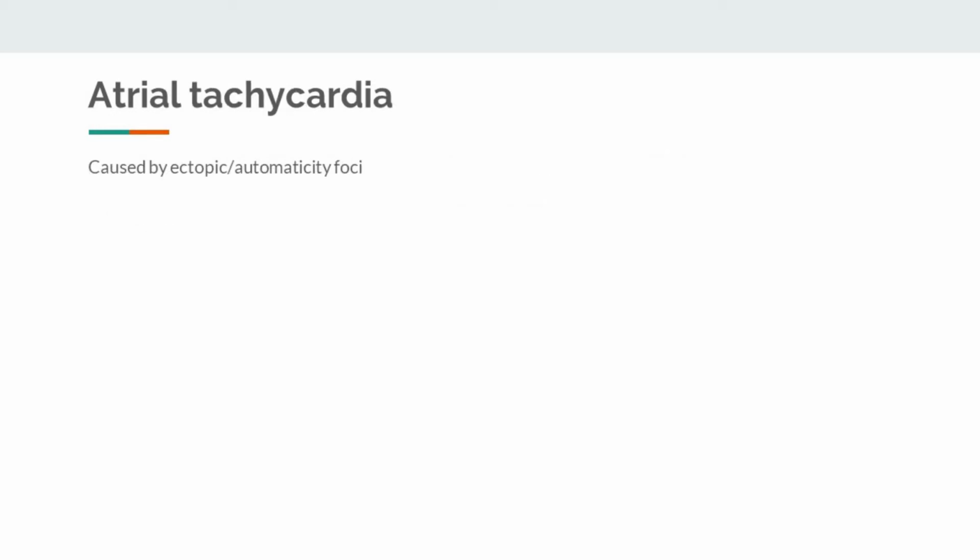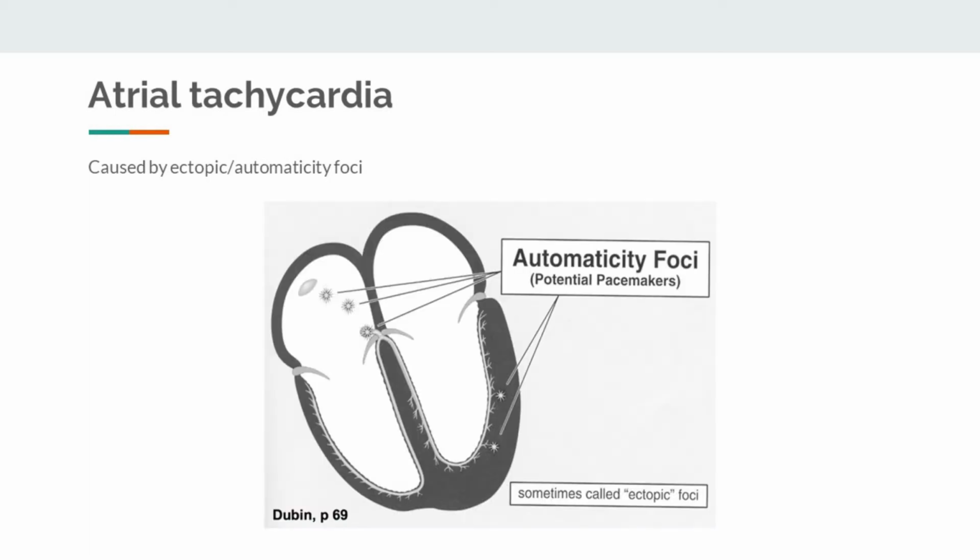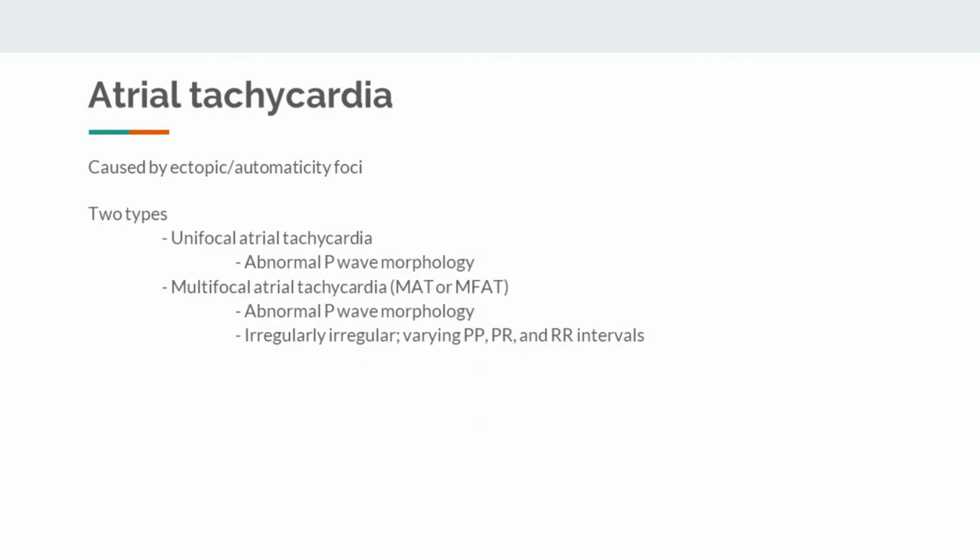Now let's move on to atrial tachycardia. These are again caused by ectopic or automaticity foci that are located in the atria. There are two kinds of atrial tachycardia, unifocal atrial tachycardia and multifocal atrial tachycardia. As the name suggests, in unifocal atrial tachycardia, there is just one ectopic focus that is producing the abnormal action potentials that are causing the atria to beat too quickly. In multifocal atrial tachycardia, there are multiple ectopic foci in the atria that are producing the abnormal action potentials.